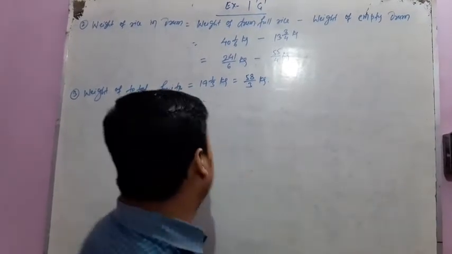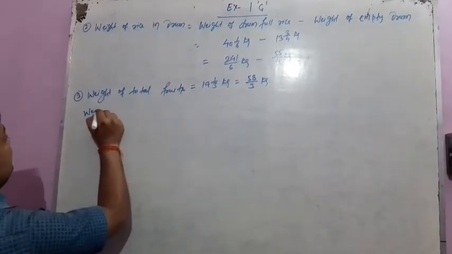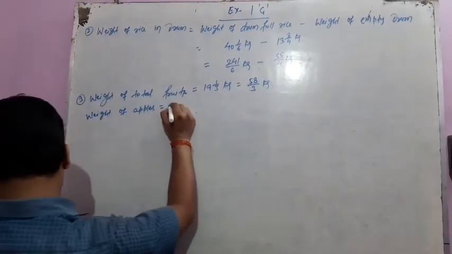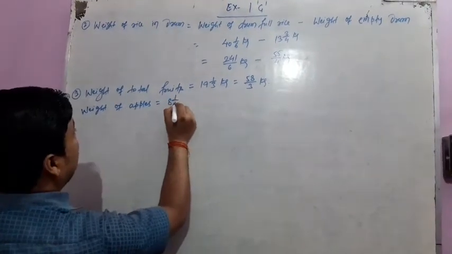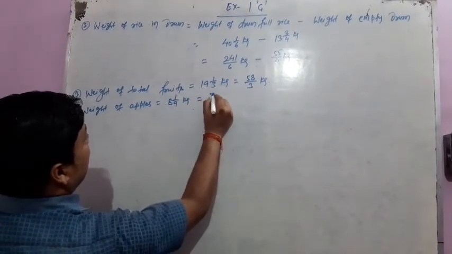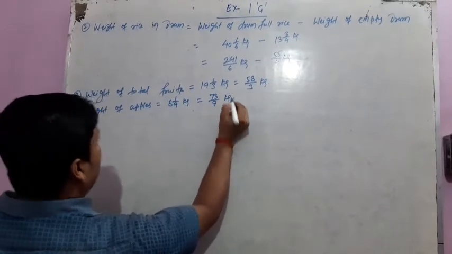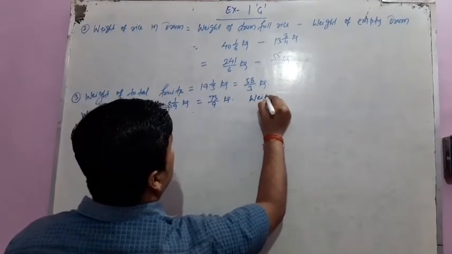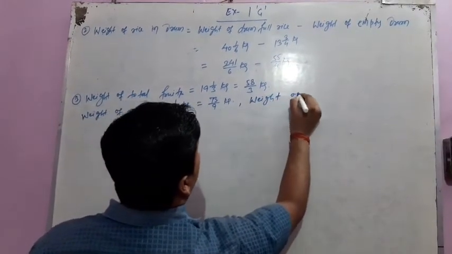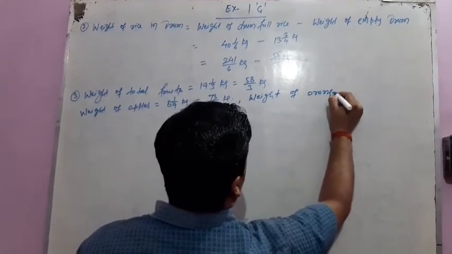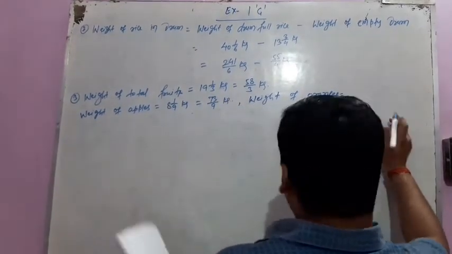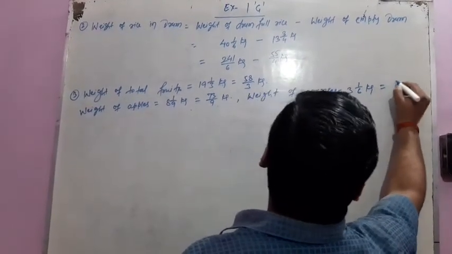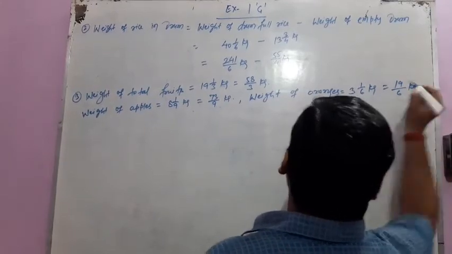Weight of apples. Out of these three fruit, the weight of apple is 8 whole 1 by 9 kg, 73 by 9 kg. And weight of oranges, that is 3 whole 1 by 6 kg. 6 3 18 and 1, 19 by 6 kg.